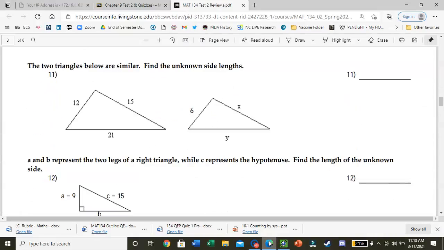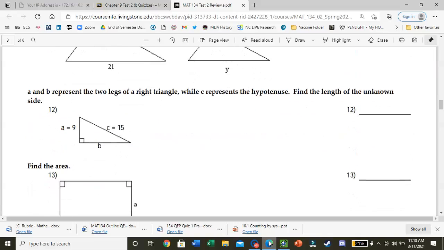Number 11, two triangles similar, find the unknown side length. We need to see that one? Yes, no? If nobody needs to see it, we'll move on. Speak up. No? Okay. We're good there. All right, number 12. Represent two legs of a right triangle. C represents a hypotenuse. Find the unknown side.